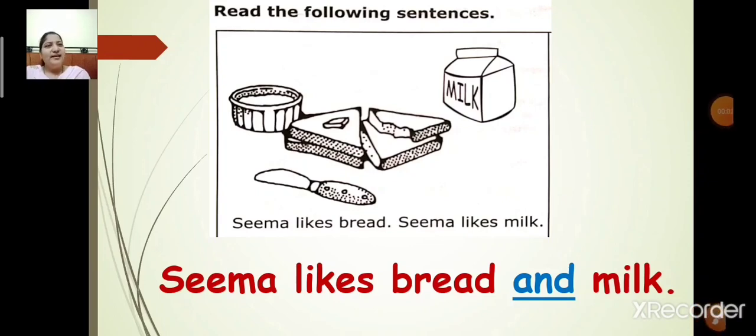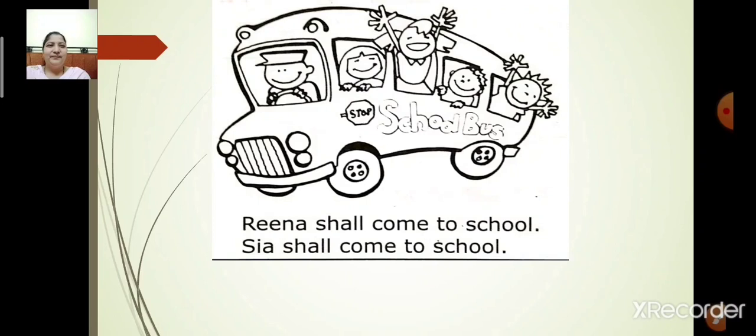Now children, let us see one more example. Reena shall come to school. Full stop. Sia shall come to school. Now children, here in these two sentences, there are two different people and they both are doing the same action. Now children, who are the two different people? The two different people are Reena and Sia. And what is similar in between both of them? The similar point in between both of them is that they shall come to school.